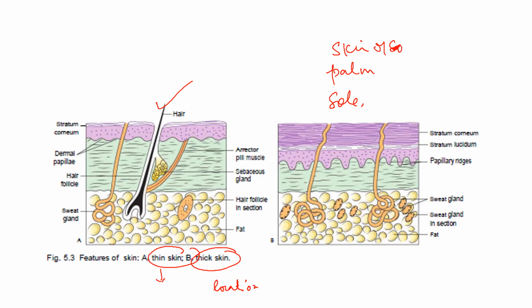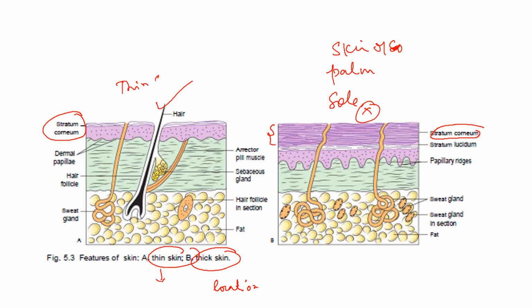So in this area, you will find that there is no hair follicle, and the skin is quite thick because you can see this layer, which is known as stratum corneum. It is thicker in comparison to the thin skin. This is the region of the stratum corneum of thin skin.